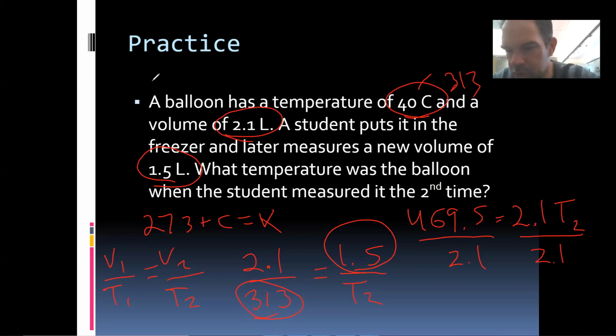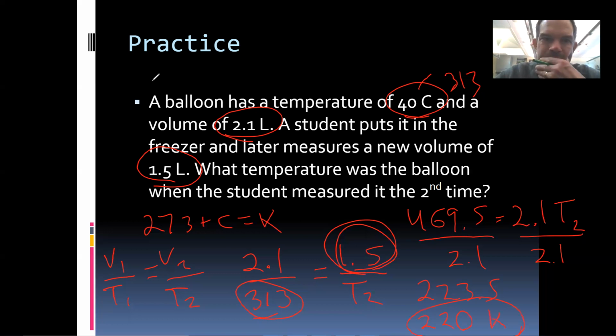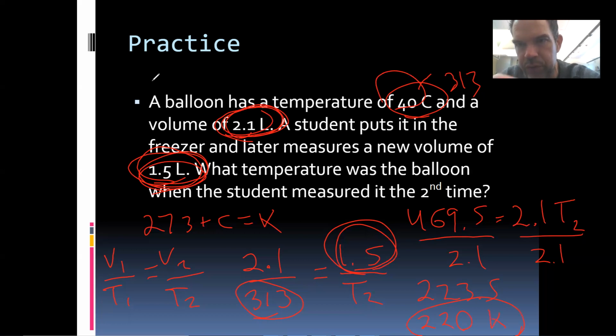Let's see how many sig figs, this only has 2 sig figs. I'm getting 223.5. I should round to 2 sig figs, so like 220 would be 2 sig figs. And it is in Kelvin, 220 Kelvin. So does that make sense? Yes, so the balloon got smaller in the freezer. That means it got colder in the freezer, and 220 is definitely colder than 313. So that does make logical sense.